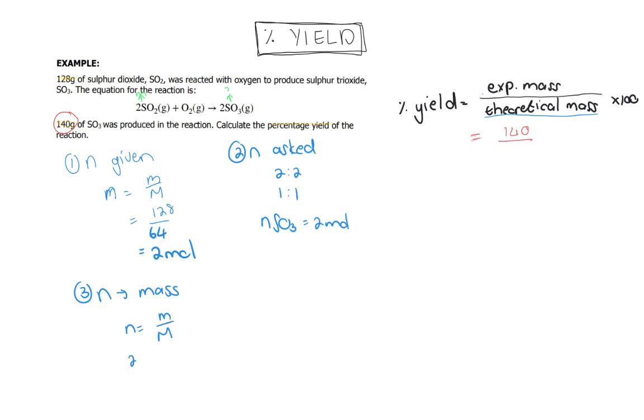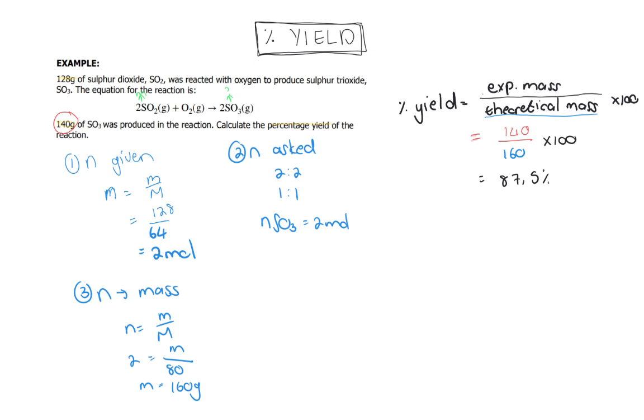The mole is 2, and the molar mass of the sulfur trioxide, so I add another 16, which gives me a mass of 160 grams. So I should have gotten 160, but I got 140, and that gave me a percentage yield of 87.5%, which is actually not bad.